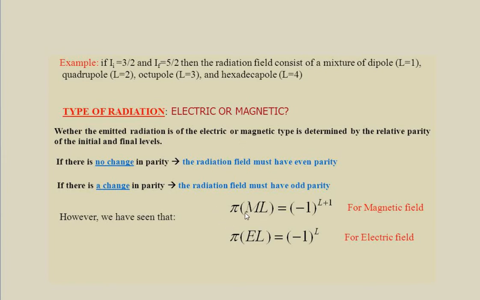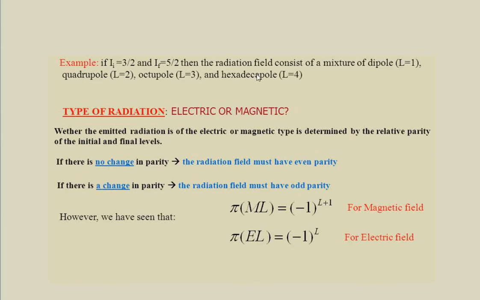If there is no parity change, that is E1 parity, for the electric dipole the selection rule is pi(EL) equals minus 1 raised to L, and pi(ML) equals minus 1 raised to L plus 1. So if there is no change in parity, when we substitute the value of L in this equation, it should come out positive.